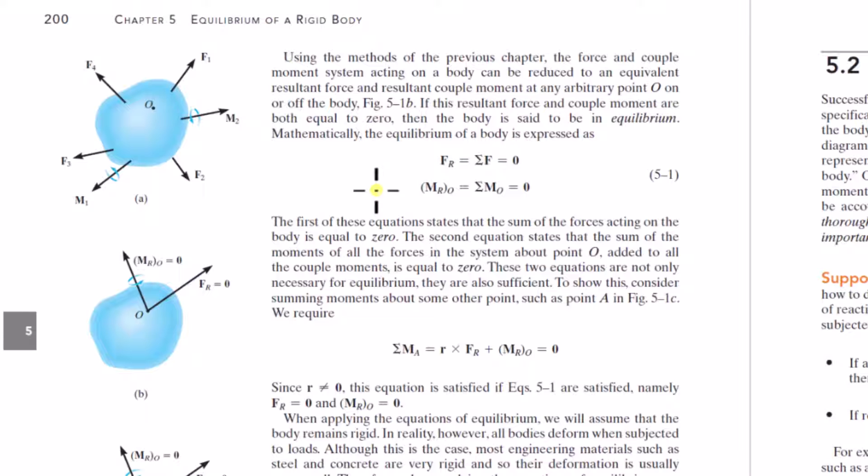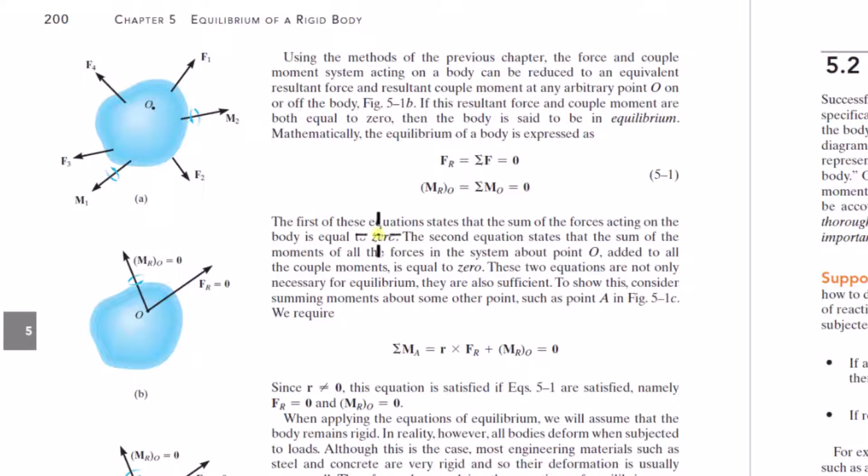If that resultant force, which we know from the previous chapter we get by doing a vector sum on all of the forces, is equal to 0, and that resultant couple moment, which we get by summing the moments of all the forces about that point, is equal to 0, then the body is said to be in equilibrium.